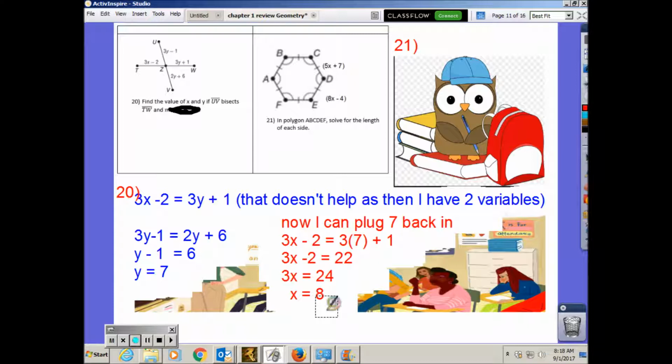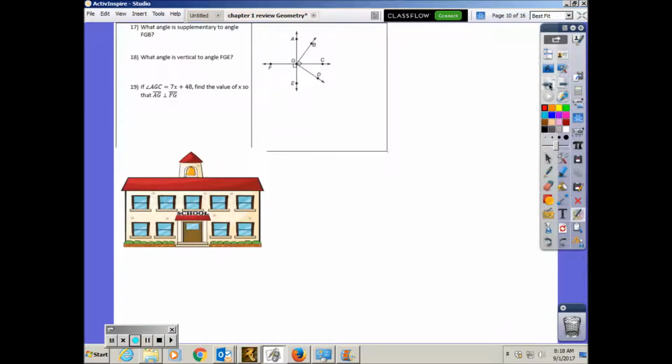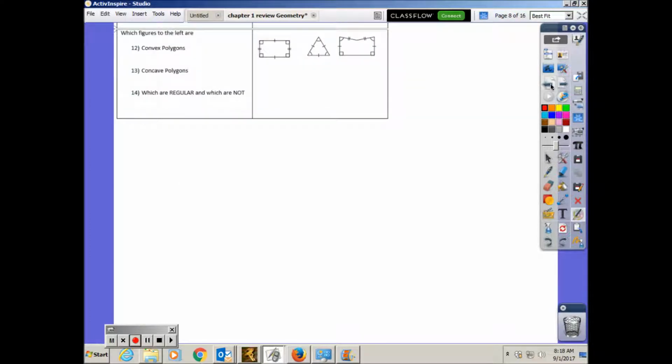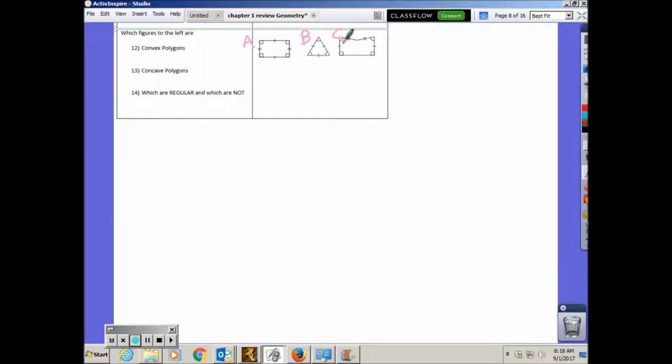I want to backtrack for a moment before I go on to this problem, and I want to talk about convex and concave and irregular shapes. So, problems 12 through 14. Which figures are convex and which figures are concave? You could have named them. You could have written 1, 2, 3. I wrote ABC. The one that I tend to prefer to do is the concave first, because concave means basically it's like pushed in. And I can see that figure C is concave. So figure A and figure B are convex.